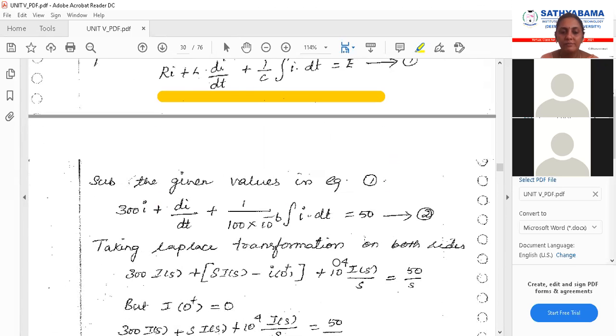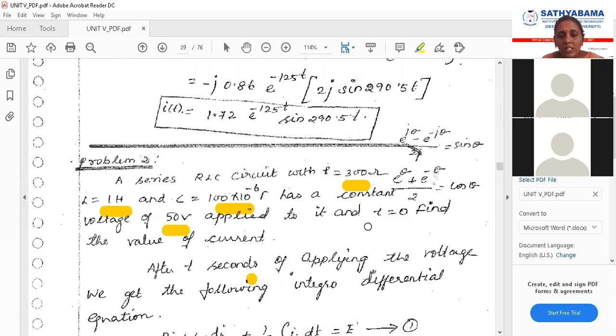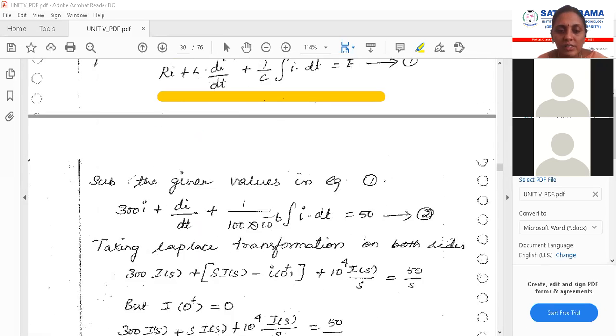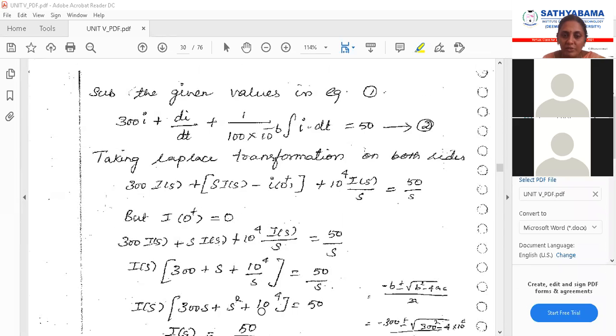Okay, next we are going to take a Laplace transform. The initial conditions have not been given, so we will just assume them as 0. Okay, now listen here. This is the same procedure as that of the previous problem, so I'll just speedily explain it to you.